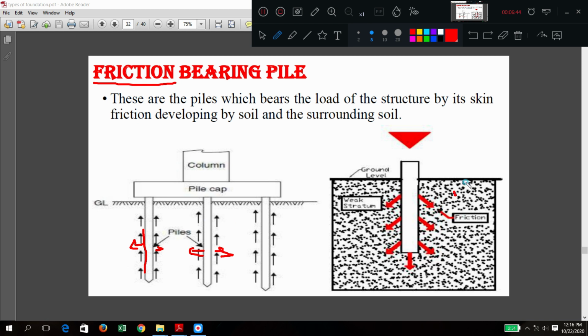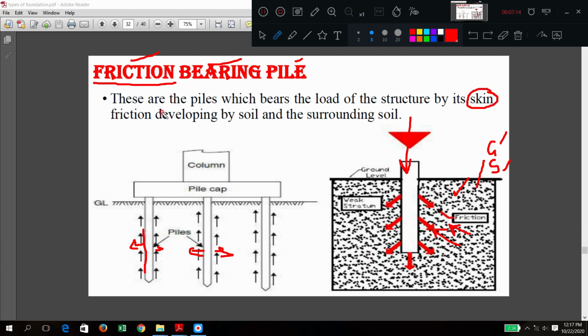In this diagram you can see the load is coming on top. So like this it will come. This will oppose friction. This will oppose friction. So generally this is adopted in gravel type of soil or sandy type of soil. I hope it is clear now. In gravel or sandy type of soil, we generally go for friction type of piles. We can go for friction type of piles. Okay. So we call it skin friction.